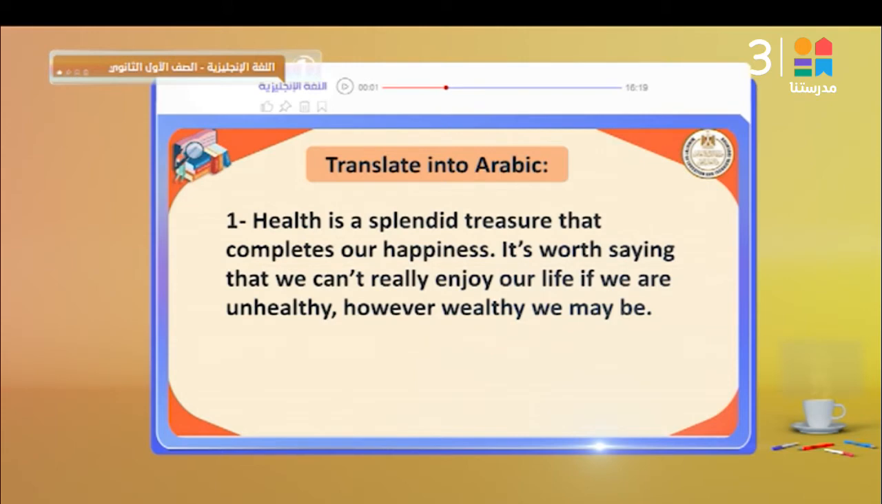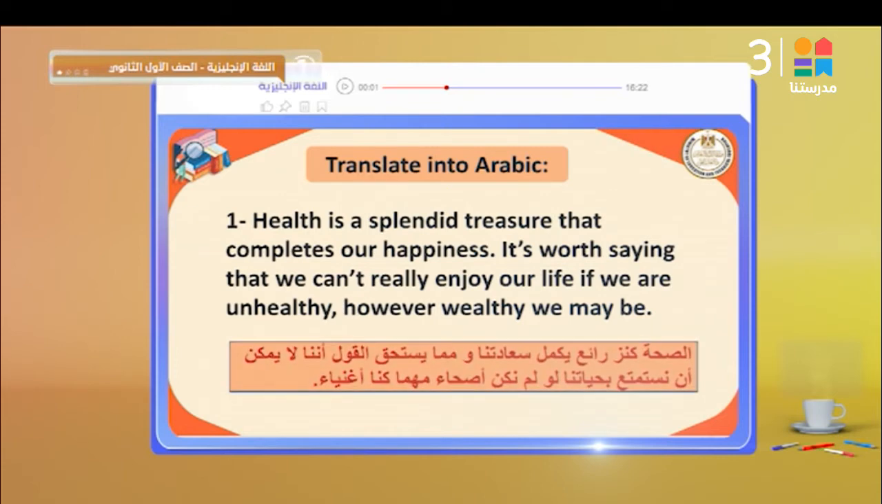بتتكلم عن علاقه الصحه بالمال، هل المال يكفي ولا الصحه اهم؟ فطبعا هو بيقول لنا health is a splendid treasure، واحنا عارفين طبعا كلمه treasure، احنا الستوري بتاعتنا اسمها treasure island. فhealth is a splendid treasure، طبعا الصحه زي ما بنقول الصحه تاج، فبنقول الصحه كنز رائع يكمل سعادتنا. It's worth saying، ومما يستحق القول أو ممكن نقول جدير بالقول.